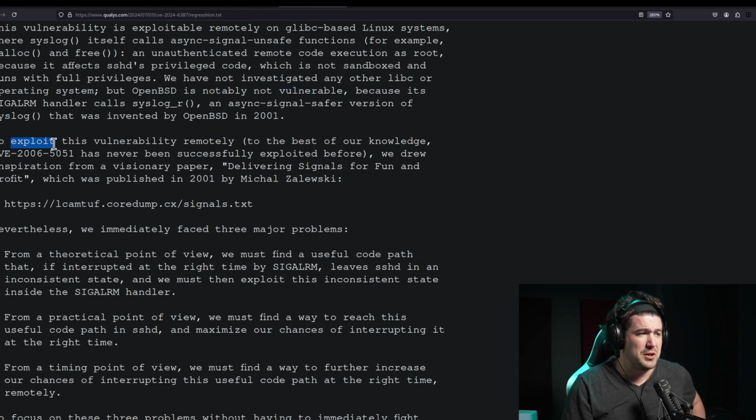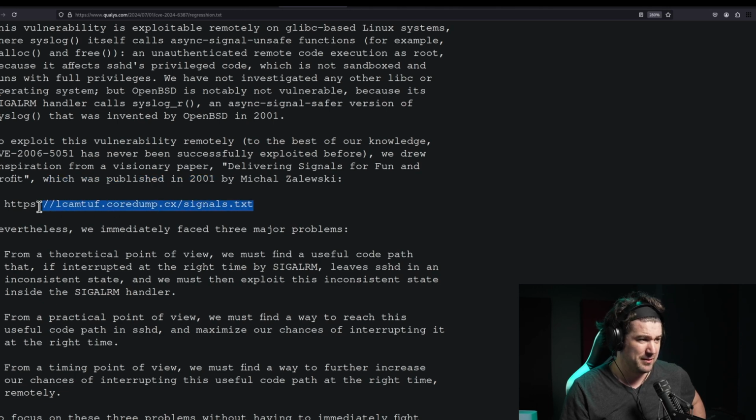Okay. So to exploit this vulnerability remotely, to the best of our knowledge, has never been successfully exploited before. So basically, the 2006 one had never been exploited before. We drew inspiration from a visionary paper, Delivering Signals for Fun and Profit, which was published in 2001 by Michal Zalewski.